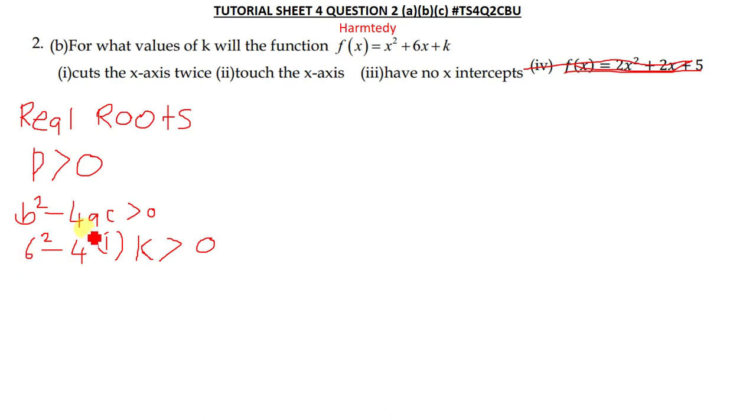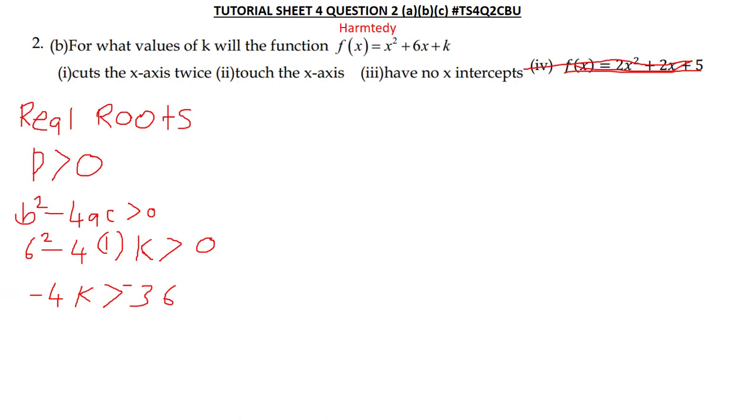So we have 36, we take it to the other side of the equal sign, meaning we have -4k this side, being greater than 36. 6 squared is 36, so this one is going to be negative 36 when it goes to the other side of the equal sign.